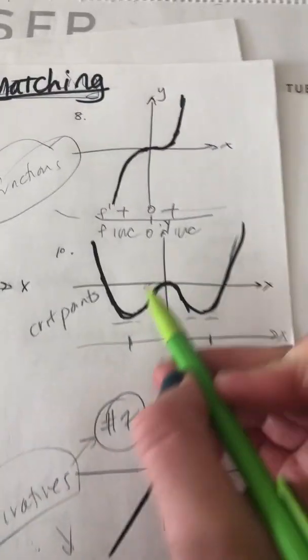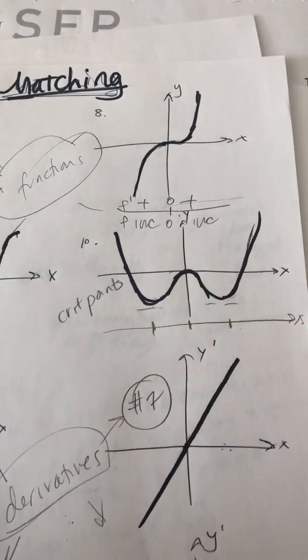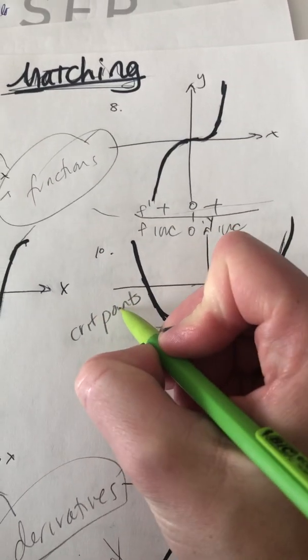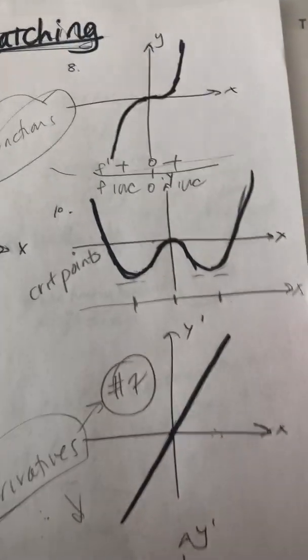You can see I've got horizontal tangents here, here, and here, so I'm going to mark those on my sign charts. I don't need to know the x-coordinates, I just need to know that they're there. It says critical points, not critical pants, although pants are also critical.